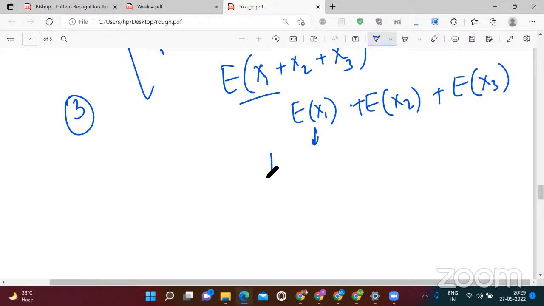So this is for the first ball, right? This is for the first bin. Sorry, this is for the first bin.